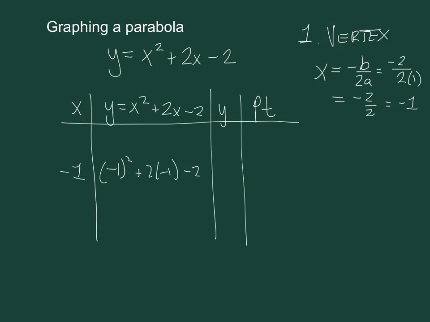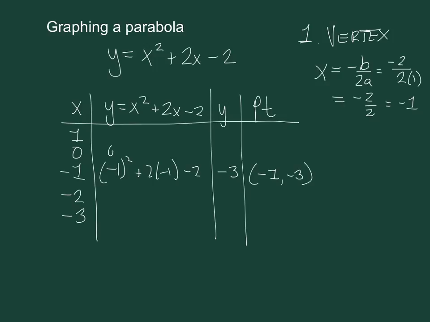Negative 1 squared is 1. 2 times negative 1 is negative 2. So 1 minus 2 is negative 1, and negative 1 minus 2 more is negative 3. So I have a vertex at negative 1 comma negative 3. Now what's really nice here is that I can go down to 0 and 1, and then this is going to go negative 2, negative 3.